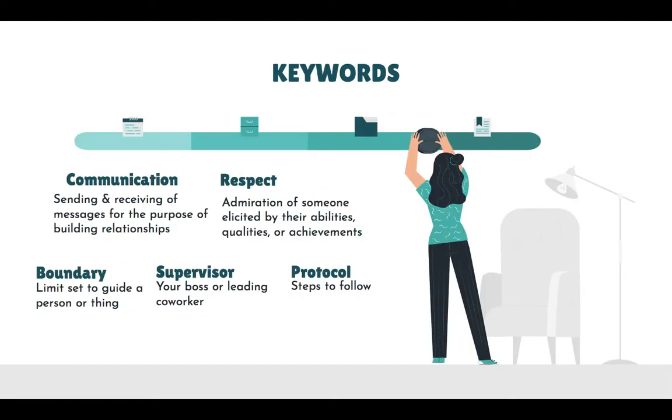So, some keywords we're going to take a look at are communication. You guys should know this one by heart now. It's the sending and receiving of messages for the purpose of building relationships. Respect, that one's a pretty common word. It's the admiration of someone elicited by their abilities, qualities, or achievements. Then you've got boundary, supervisor, and protocol. Boundaries are limits that we set to keep ourselves safe. Supervisors are the people who are in charge of you, so your boss or a coworker who is above you. And protocol are just steps that you follow. Protocol is the norm. It's what we do, how we do it, and pretty much what your day-to-day life looks like.